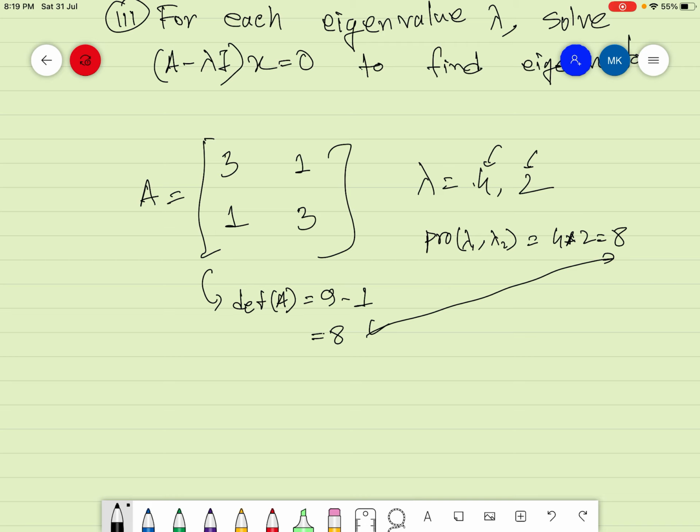And there is another relation: the sum of the n eigenvalues equals the sum of the n diagonal entries, which is the trace. In this case, the trace of A is 3 plus 3, which is 6, and the sum of lambda 1 and lambda 2 is 4 plus 2 equals 6.